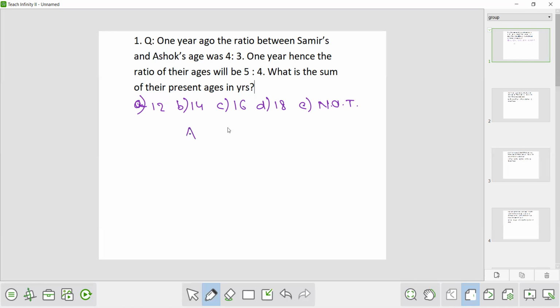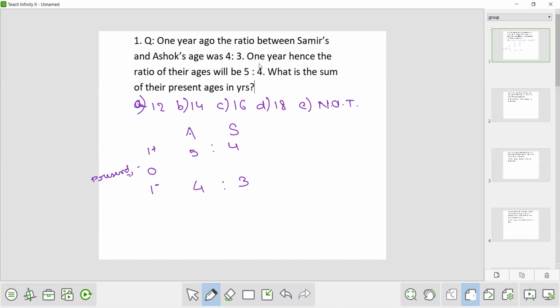So A for Ashok and S for Samir. 1 year ago, the ratio between Samir's and Ashok's age was 4:3. So here 1 minus, the ratio is 4:3. And 1 year hence means 1 plus, the ratio is 5:4. And here in between it will be 0, meaning the present age.